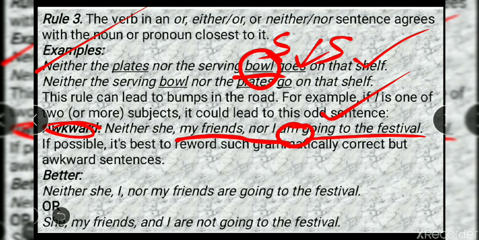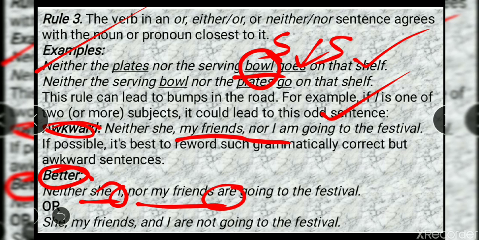So in certain cases, for better understanding, we use better forms, that is, neither she, I, nor my friends are. So these are better options than this awkward one. And this sentence we can also write in this way. This is just about the arrangement of sentences.